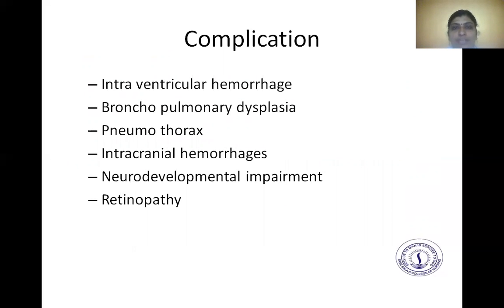These are the complications of respiratory distress syndrome. The first one is intraventricular hemorrhage. Second, there is a chance for bronchopulmonary dysplasia, and the child can also get pneumothorax, air collection in the lungs, intracranial hemorrhage, neurodevelopmental impairment, and retinopathy. So these are the complications that can arise for respiratory distress syndrome babies.